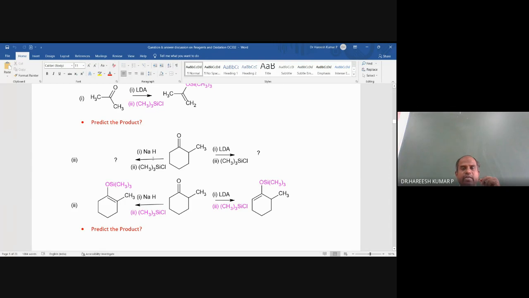Sodium hydride, what will it do? It's a strong base. So this strong base captures this proton. Okay, so that means it leads to the thermodynamically favored enolate. That thermodynamically favored enolate reacts with the silyl chloride, forming a compound like this. Okay, this is a thermodynamically favored product.